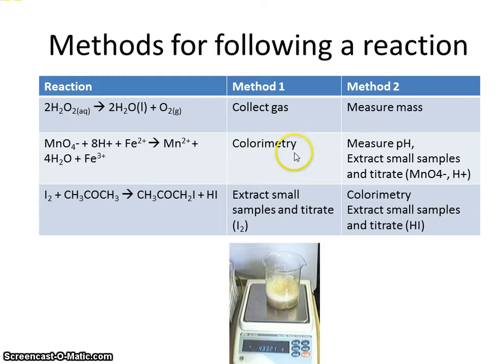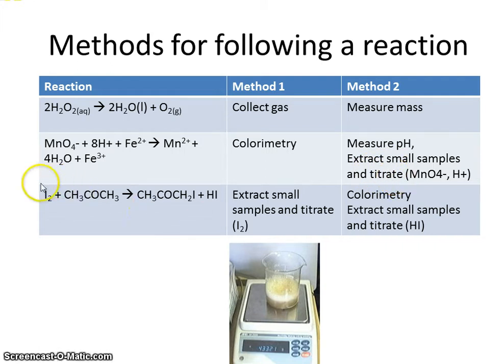The coloured substance, the manganate here, the colorimetry, will notice that in the reaction mixture H+ ions are used up, so it's possible that we could monitor the reaction by measuring its pH, or possibly taking small samples and measuring the H+ concentration by titrating it against alkali. It's even possible to extract the manganate and carry out a titration in which you measure the manganate concentration.